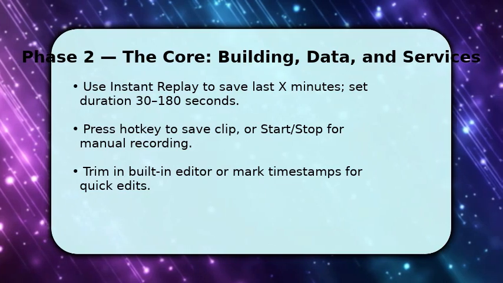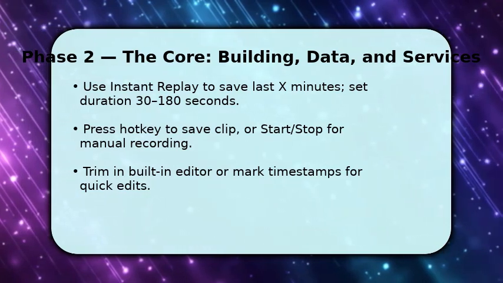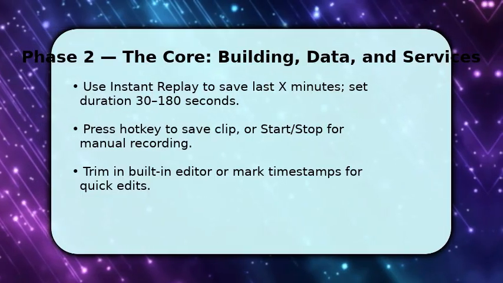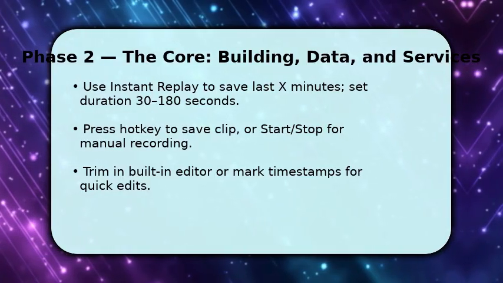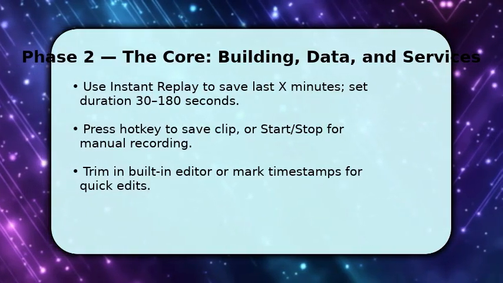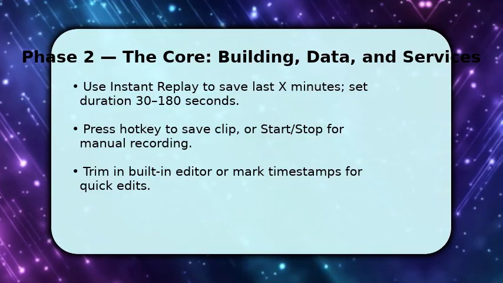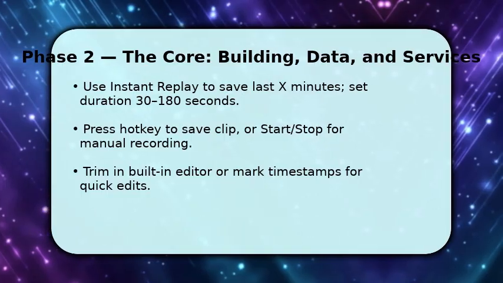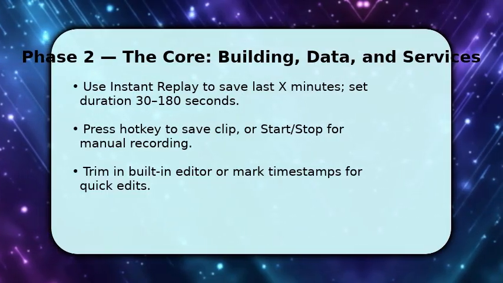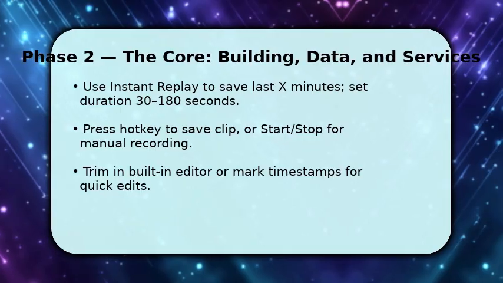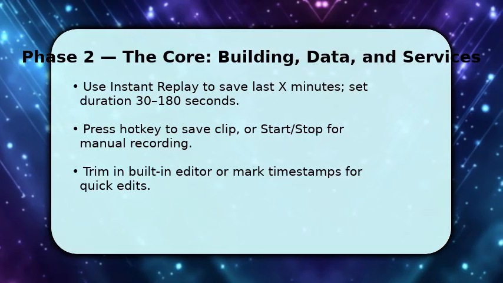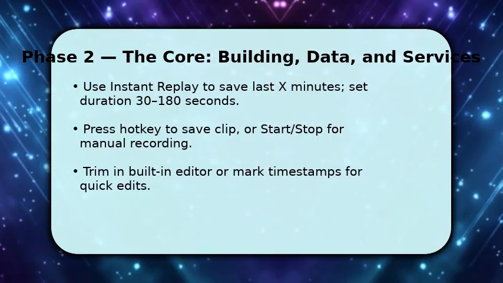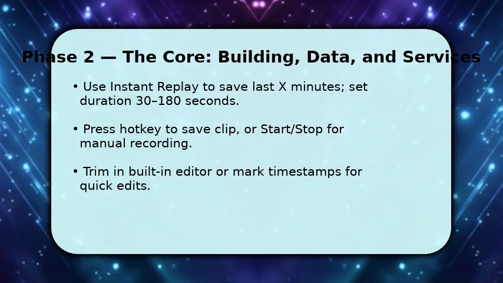Next, capture the action. Enable instant replay and set the duration you want. 30 to 180 seconds is typical because it continuously buffers gameplay so you can save retroactively. If you prefer, start a manual recording when something begins and stop it when done. That gives you full control of the segment. Once saved, open Radeon's trim editor to cut start and end points precisely, or note timestamps to speed up edits in your external editor later.